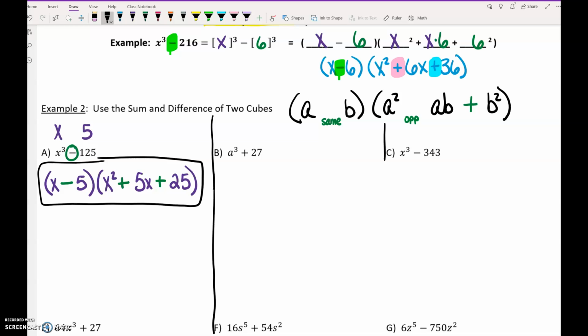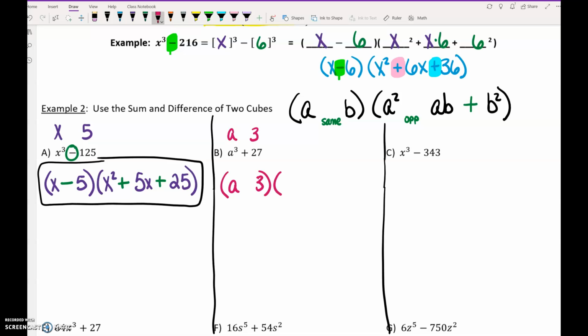All right, let's try the next one. First of all, a cubed is the perfect cube of a. What is 27 the perfect cube of? 3. So everywhere that you see a, you're going to use a. How helpful. Everywhere you see b, you're going to use 3. So we've got a 3.